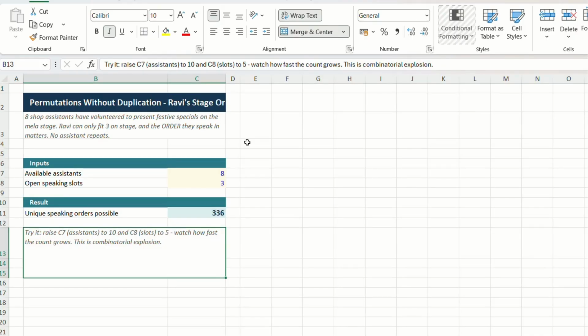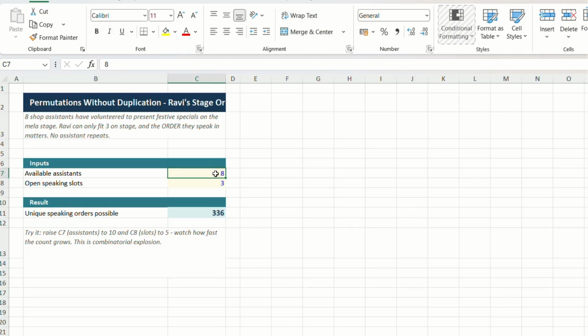Permutation without duplication: her nephew Ravi has 8 available assistants with 3 opening slots, and when we have permutation, that's the formula, permut C7 into C8, and then we have this number of possible orders. And what if we change to 10 and then opening slots 5, our outcome also changes. So how fast the count grows is the combinatorial explosion.